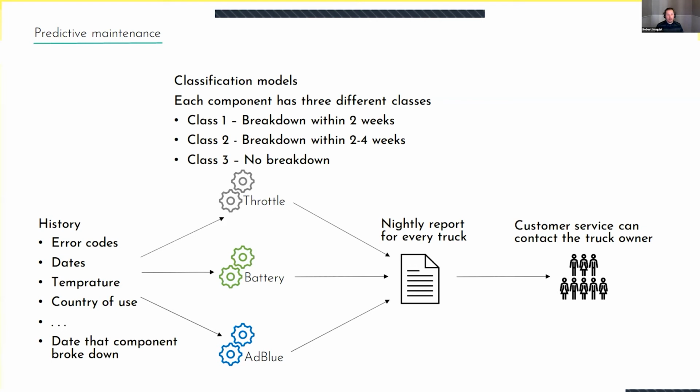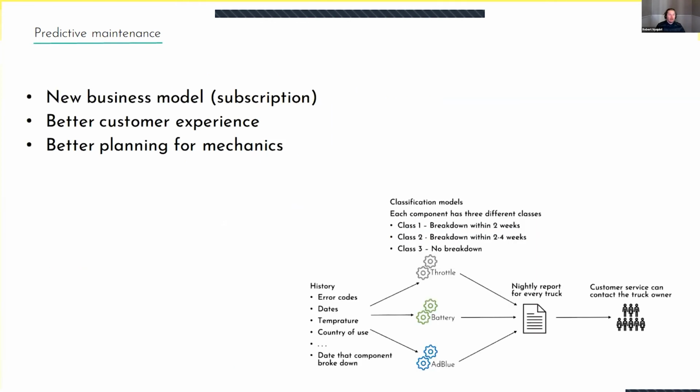And for every single truck that has these sensors that send data to the manufacturer, we do a nightly report that customer service can get, and then they get a notification of the trucks that you need to contact and see if they want to schedule a service time at a mechanic. So this was going from just letting trucks break down and handling it on the spot to creating a new business model. We can have a subscription of getting notified when your truck needs service on a whole new level.